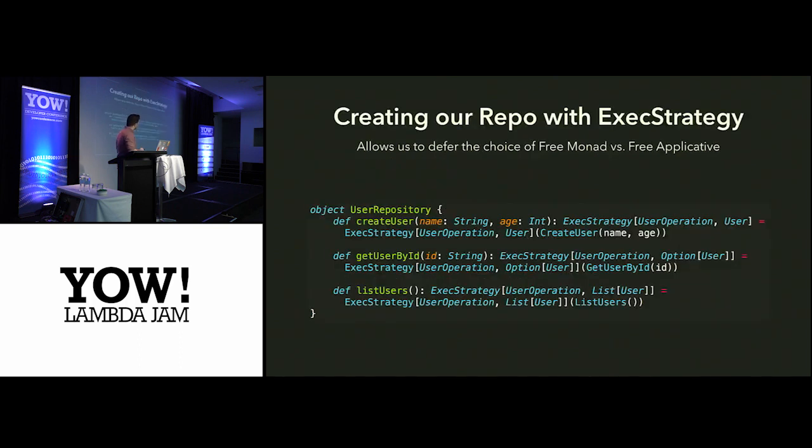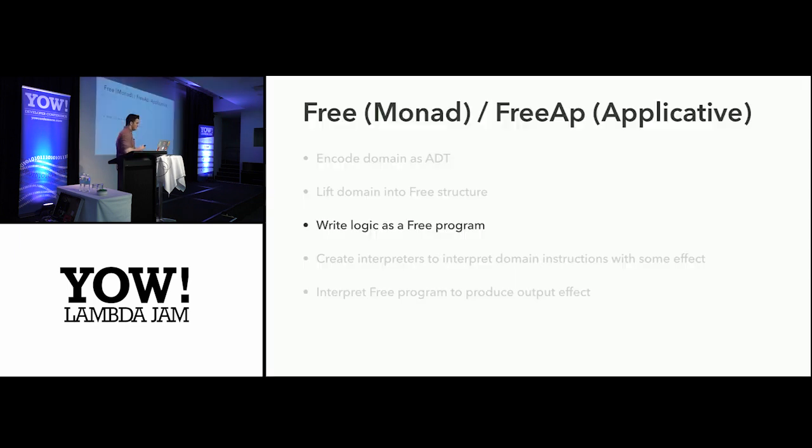So what we do is we create our repository with this exec strategy, which means that we're now returning a computation which we can choose how to lift it when we use it. Now, the next thing that we do is we write our logic as a free program. So this is creating that structure that we saw before.